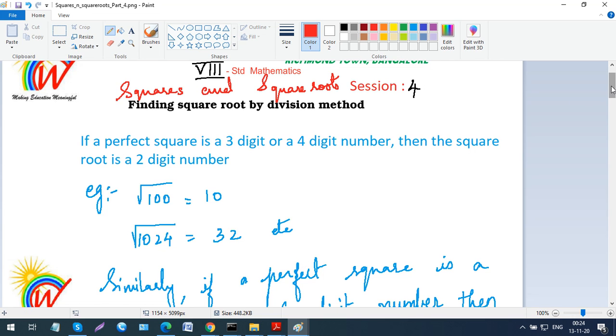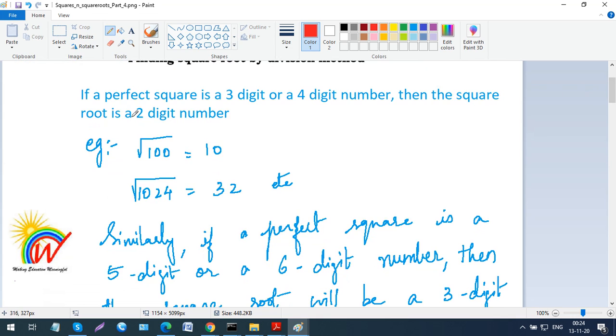Before getting into this method, let's find out how to find the number of digits of a square root. For example, if I ask you what is the square root of 100, you will say it's 10, right? Now if I ask you what could be the square root of a 3-digit number, see, 100 is a 3-digit number. By looking at it, I should be able to say what will be the number of digits in the square root. In this case, for 100, the square root is 10. So for a 3-digit number, I am getting a 2-digit number as a square root, right?